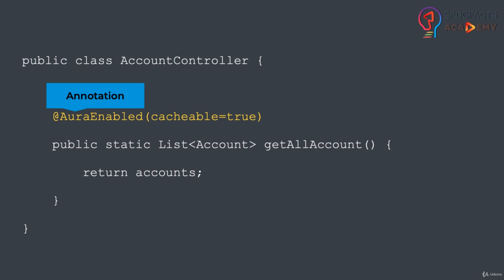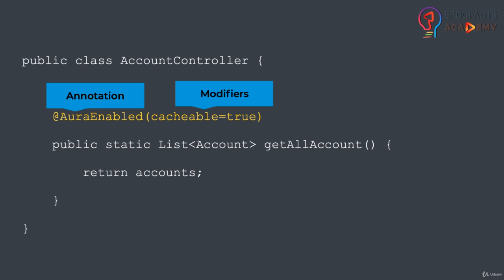And these annotations can also accept some modifiers, like the one we have here, which is cacheable equals true. And the use of these modifiers is just to add some properties to your annotation. It's not mandatory that each annotation has some modifiers. Some of the annotations have multiple modifiers and some of them don't have any modifiers at all.